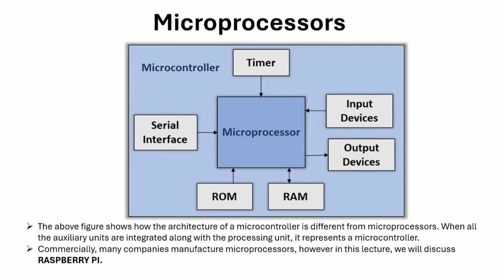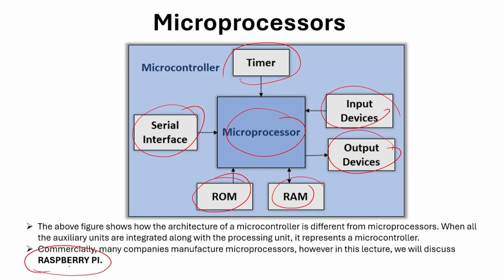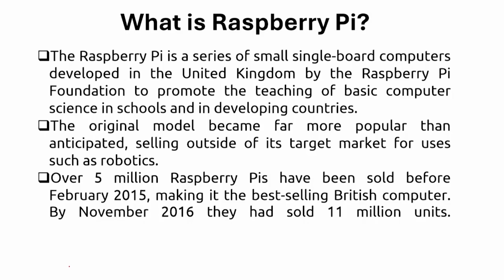So, this is the typical configuration of a system where you can have a microprocessor connected with a timer, input device, output device, RAM, ROM, read-only memory, and the serial interface. So, commercially many companies actually do this. However, in this case we will discuss Raspberry Pi, which we use most of the time.